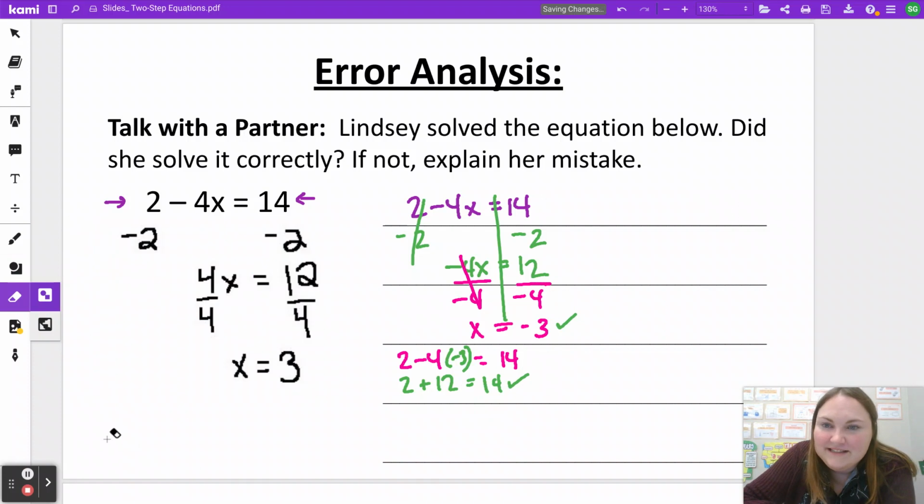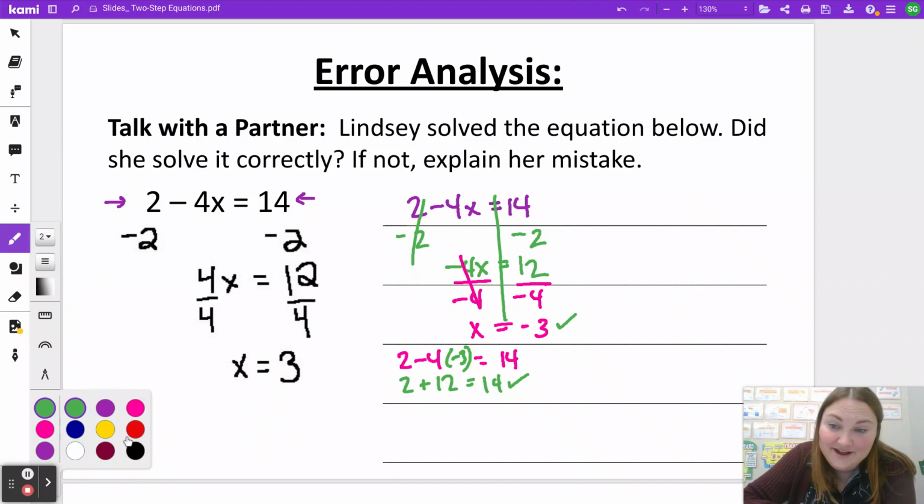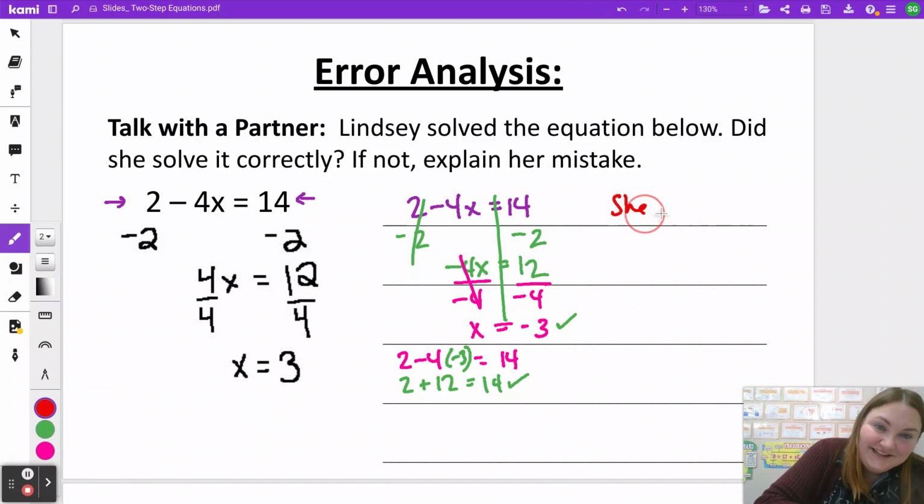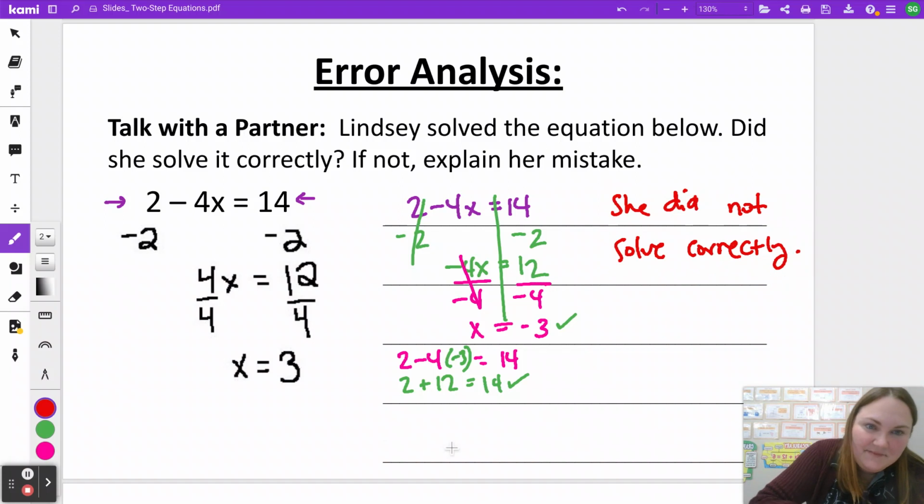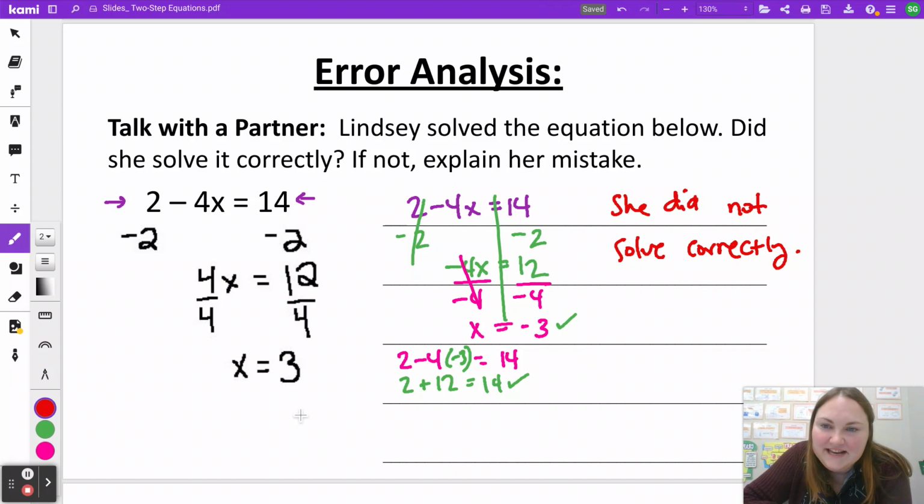Let's see what Lindsay did now. Okay, so right away I noticed she got a different answer than we did. So that question, did she solve it correctly? We can go ahead and answer. We could say she did not solve correctly. If not, she did not solve it correctly, we want to explain her mistake. So we've got our work right here. We can compare the two and see if we can find where is that mistake. Go ahead, take a moment and see if you can find it.